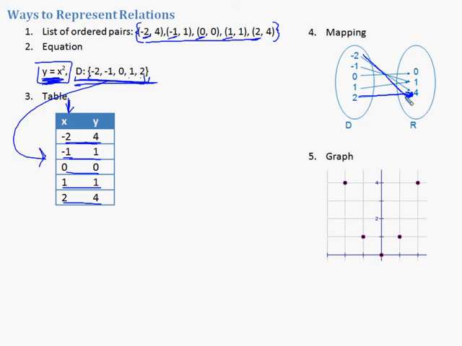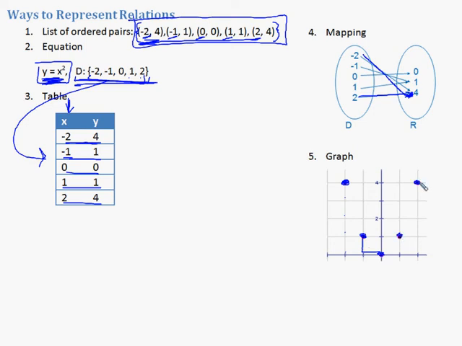And the last way is a graph. For this graph, we took these points listed here and graphed them. So we had (-2, 4): that's negative 2, then 1, 2, 3, 4. That's (-2, 4). Negative 1, 1, that's this point. Then (0, 0), (1, 1), and (2, 4).